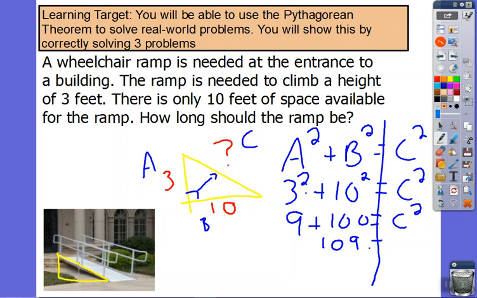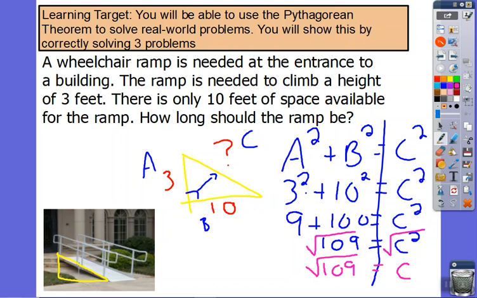So that's 109 is C squared, but I don't want to know what C squared is. I want to know what C is. So to solve anything here, we do the opposite, and the opposite of the square is the square root. And when I do it to one side, I'm going to do it to both sides. So C is the square root of 109.